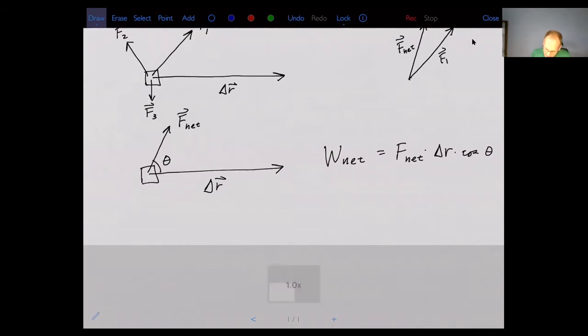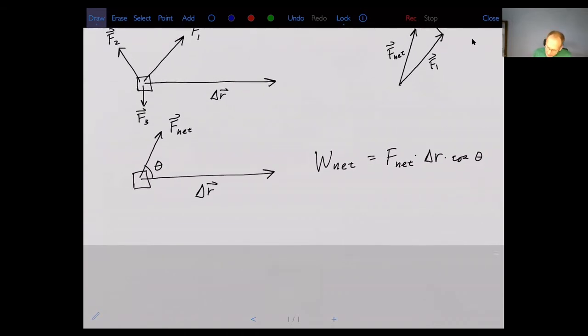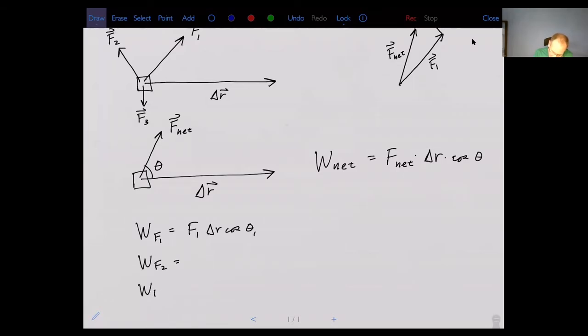Another way, which is maybe even better in some sense, is finding the work done by each of those forces individually. In other words, I want to calculate, say, the work done just due to F1. So remember, that's going to be F1 times delta R times cosine, I'll call it of theta 1. And theta 1 is the angle between F1 and your displacement vector. Then I would calculate the work done by just F2. Then calculate the work done just by F3. And it turns out that the net work done is simply going to be the sum of those individual works.